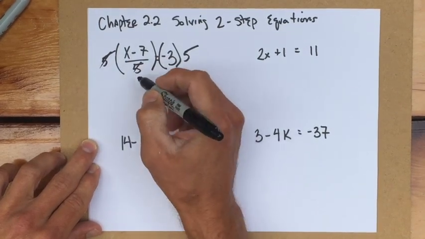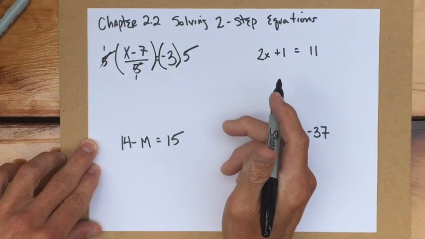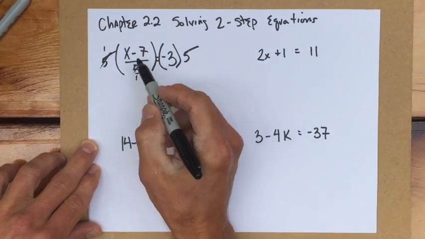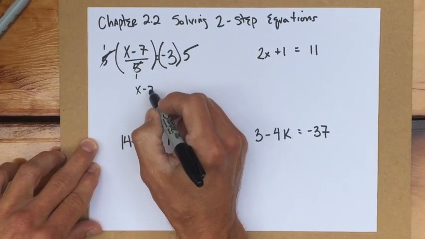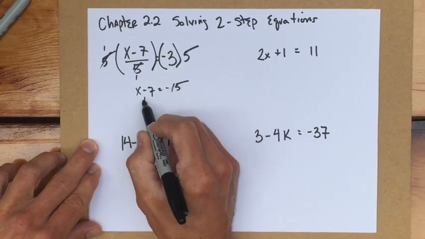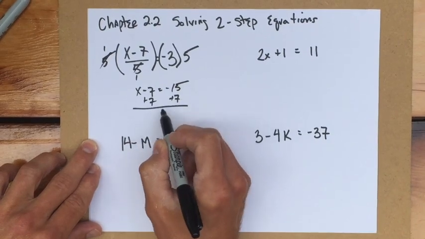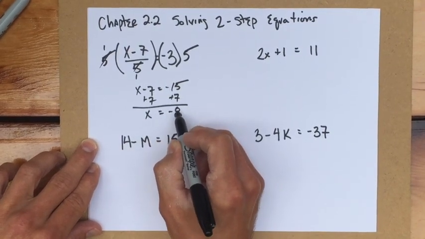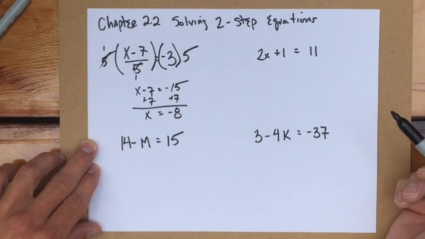The 5s will cancel out. You replace them with 1s. I'm not going to continue to write those 1s all the time. I'm going to get x minus 7 equals, notice negative 3 times 5. And now I'm going to add 7 to both sides. I'm going to get x is negative 8. You could probably have guessed that after we did the first step.